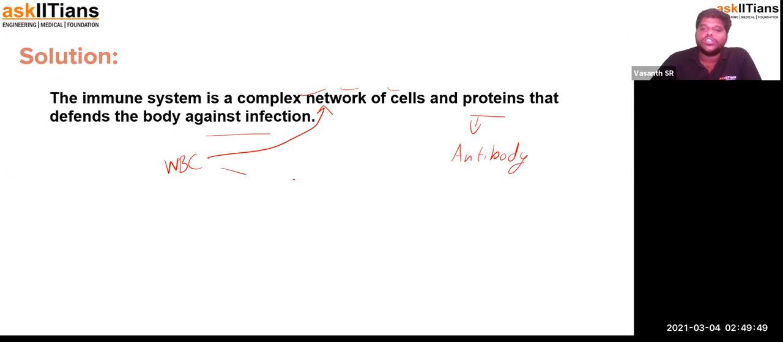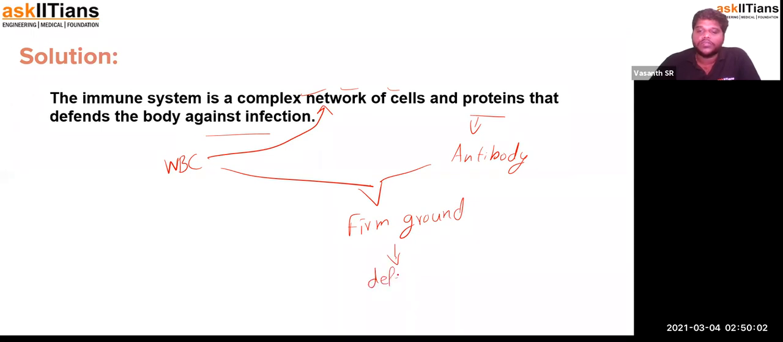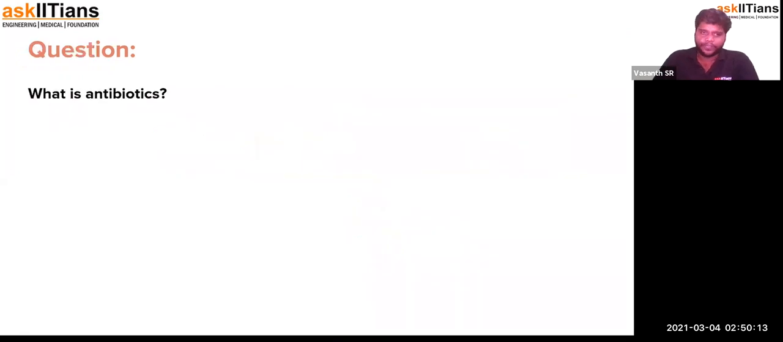These two together make a firm ground and defend us. That's what is called the immune system or immunity. Okay, let's go to the next.